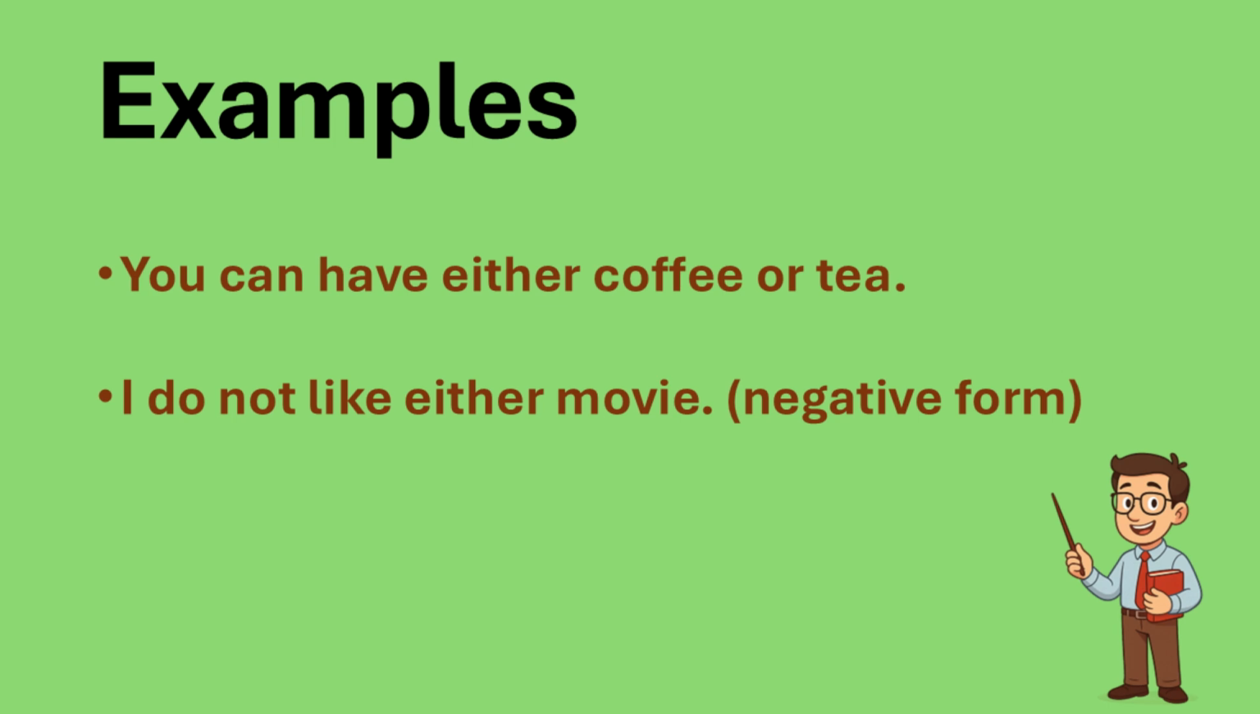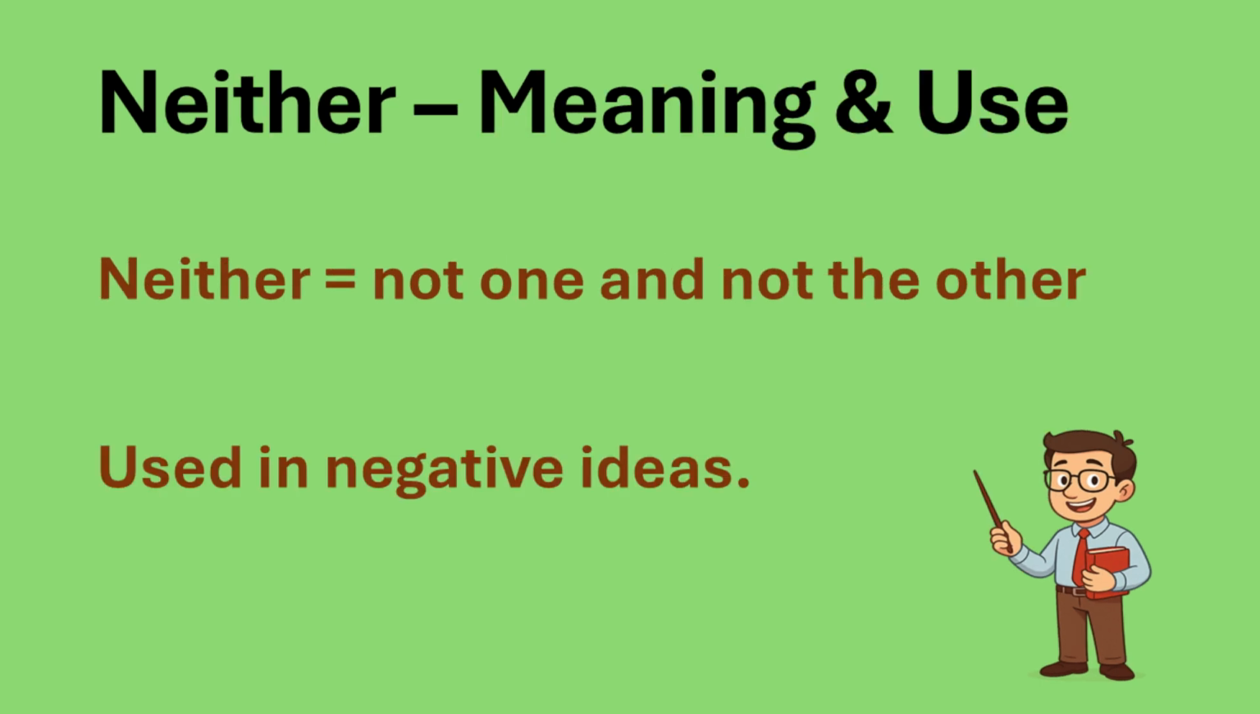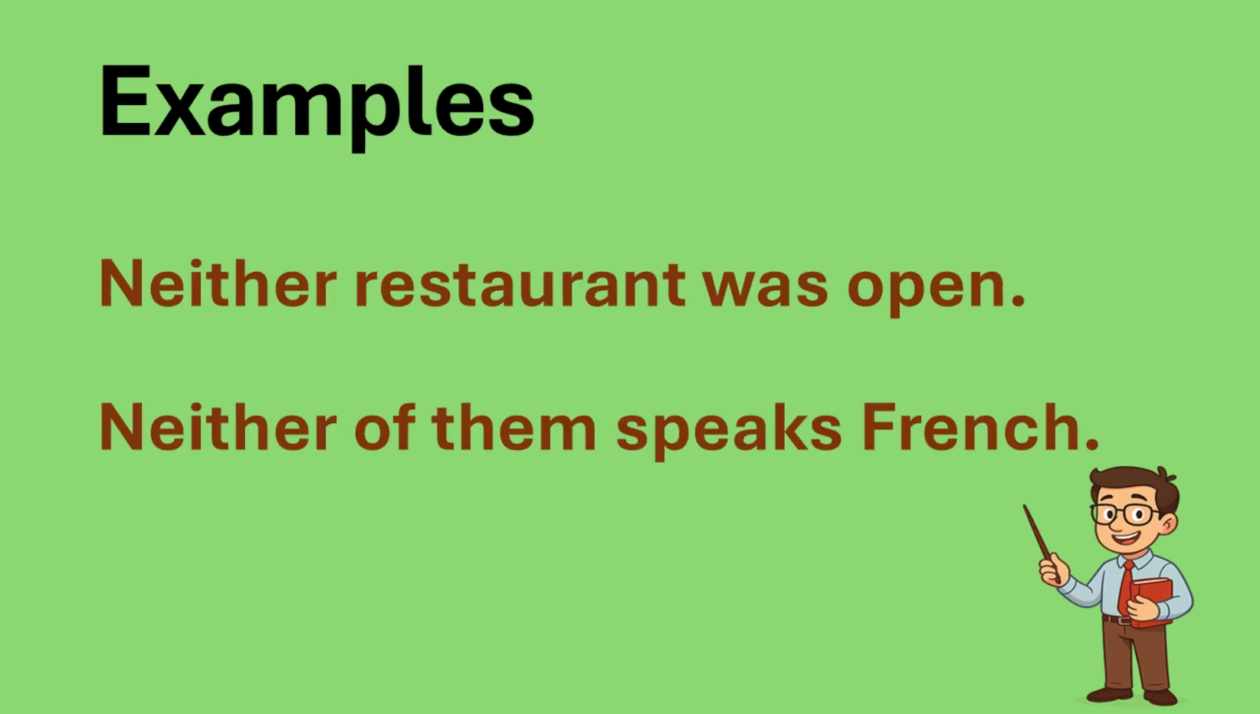That means choose one. In negative sentences, I do not like either movie means I don't like movie A or movie B. Neither means not this one and not that one, so 0. Used in negative ideas. For example, neither restaurant was open. That means both were closed. You can also say, neither of them speaks French. That means person A and person B both don't speak French.